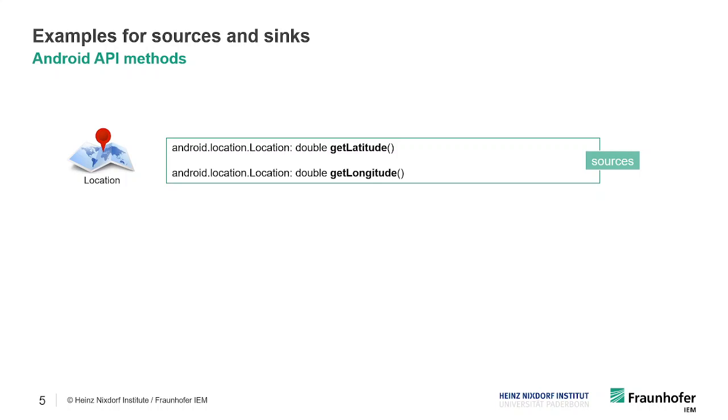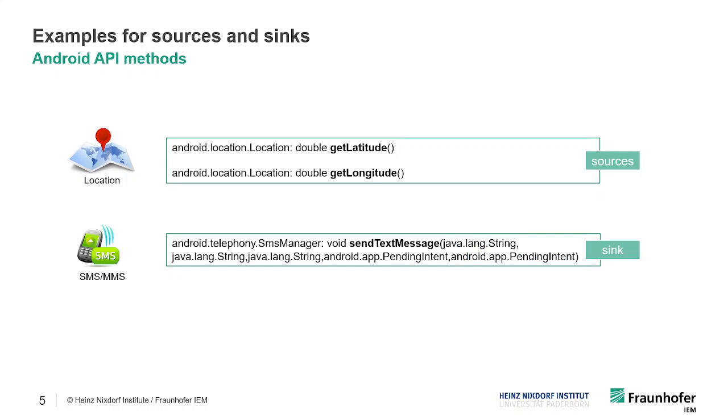FlowDroid is aware of these signature methods. So we have the standard API calls for get latitude and get longitude, and this is provided as an input to FlowDroid. Then FlowDroid tries to match these signature methods in the application codes and find where these methods are called, from where a taint will be created.